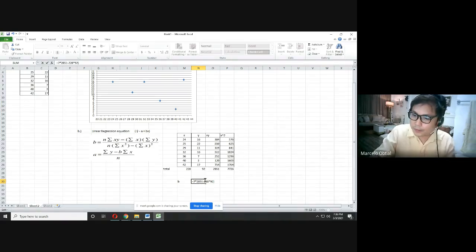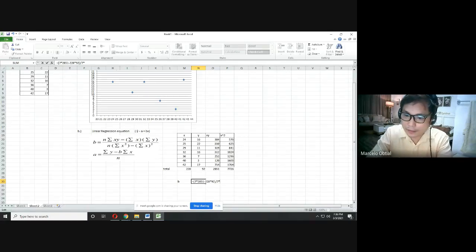We'll use the open close parenthesis para hindi malito sa Excel, no? Then divided by 7 pa rin. Then multiply that by summation of X squared, okay, 7,726. Okay? Times summation of X squared, then you square, no? 228. Okay? 8, shift 6, and 2.